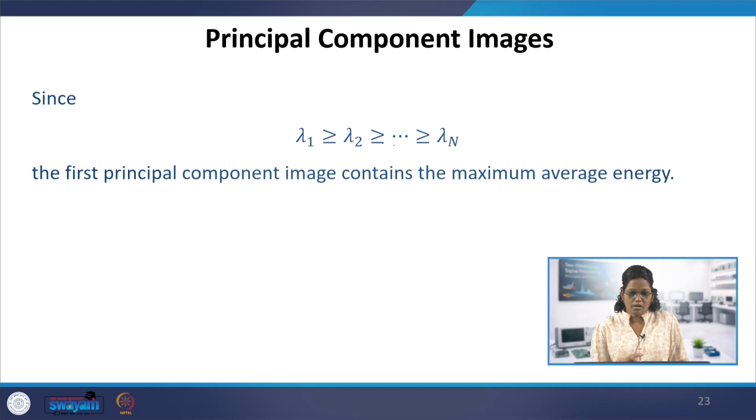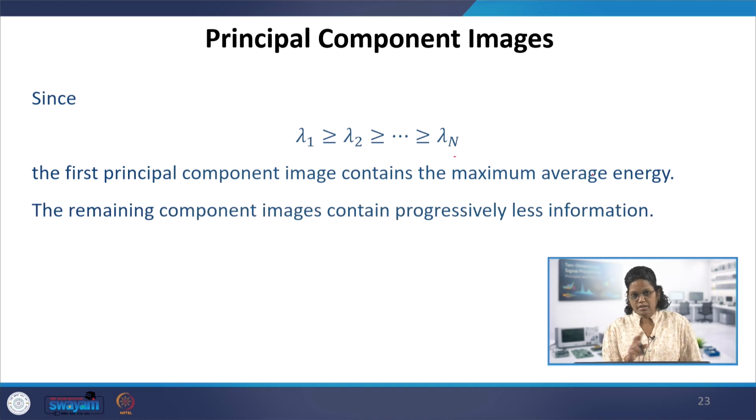The lambdas are the eigenvalues of R, the autocorrelation matrix, arranged in descending order. So the first principal component image contains the maximum average energy. The next will have less, and the next less again, and so on. Progressively it will have lesser and lesser energy, where the very first one has the most average energy.